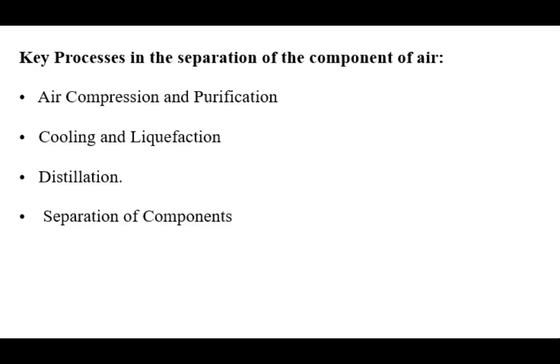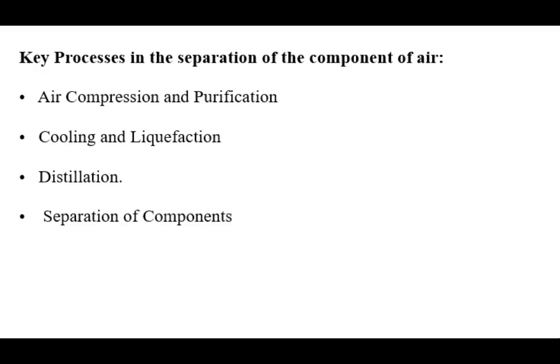4. Separation of components. As the air is distilled, the components are separated based on their boiling points. Oxygen, nitrogen, and argon are collected separately, and their purity is ensured through additional purification steps. 5. Storage and distribution. The separated gases are then stored in tanks or cylinders and distributed to various industries, such as medical, aerospace, and manufacturing.